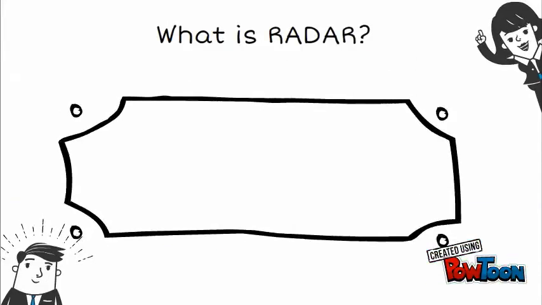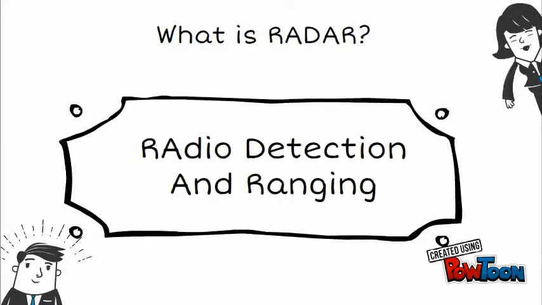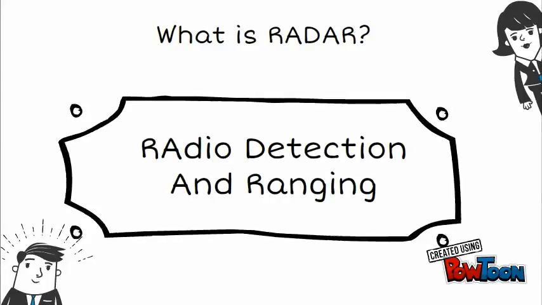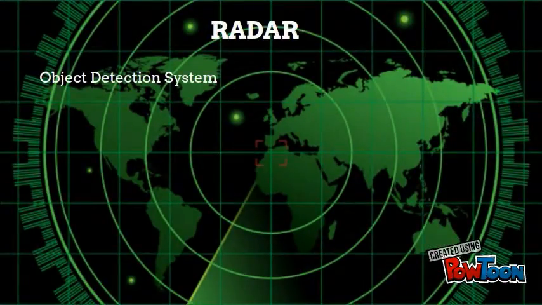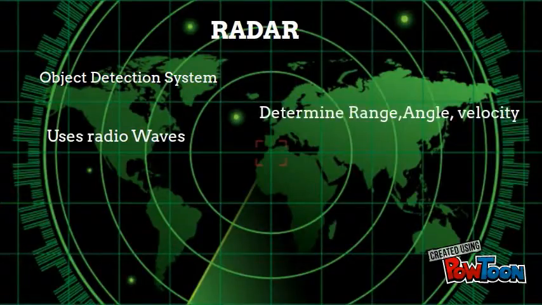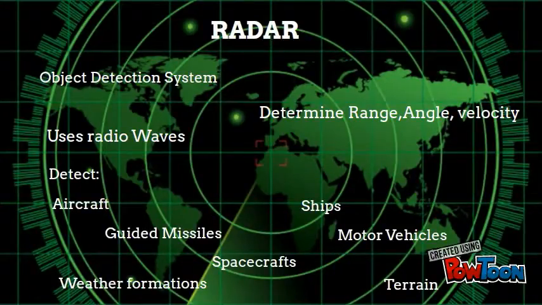So, what is radar? Radar, initially coined by the United States Navy as an acronym for radio detection and ranging, is an object detection system that uses radio waves to determine the range, angle, or velocity of objects. It can be used to detect aircraft, ships, spacecraft, guided missiles, motor vehicles, weather formations, as well as terrain.